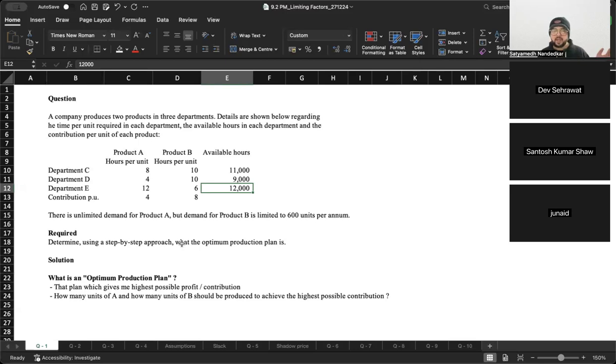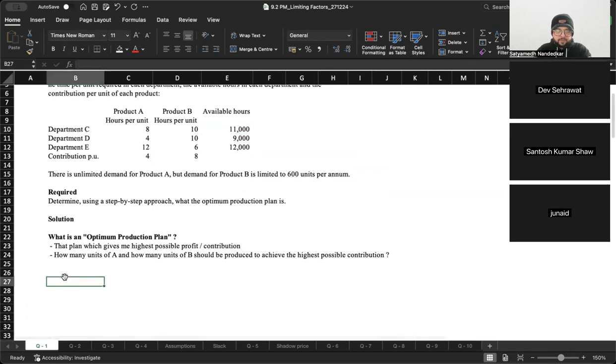The demand for A is unlimited, the demand for B is limited. What they are saying is that the demand for A is unlimited. So you can sell as many units as possible, which means you can sell 1 lakh units also. The market has enough demand, but the number of hours are limited in each of the departments. So available machine hours in each of the departments, each of them is a limiting factor now.